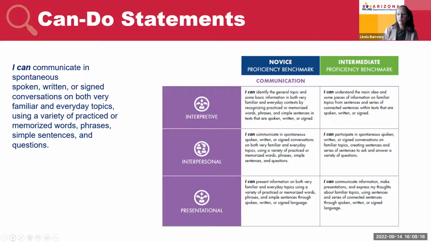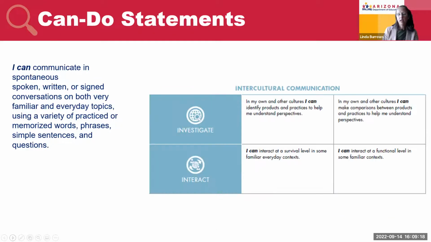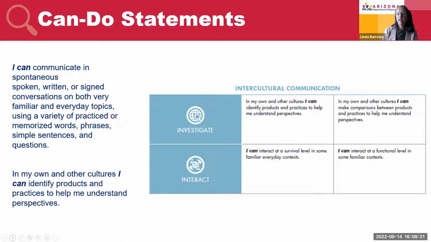And then we're also going to do the cultural I can statements. And in this case, for the standard that we picked earlier in the session, we're going to compare: I can identify products and practices to help me understand perspectives.